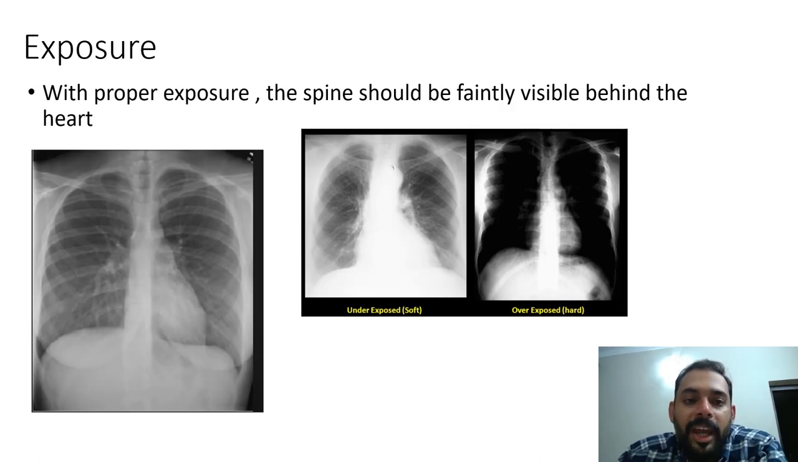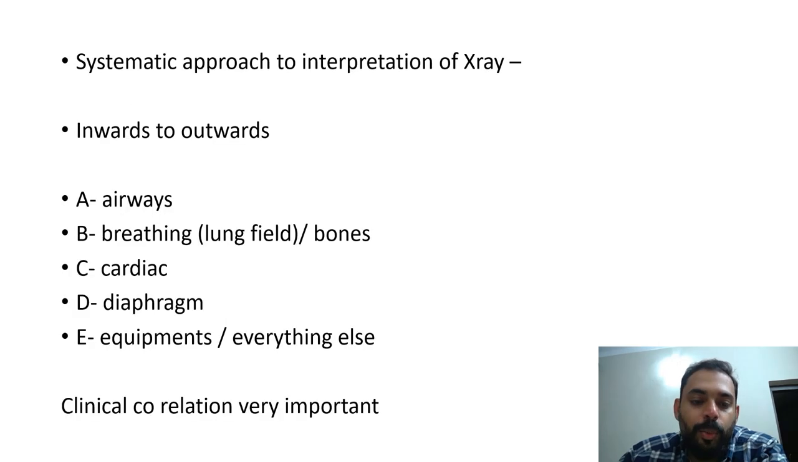And next comes exposure. With proper exposure, how do you know whether it is properly exposed? You should be able to see the spine faintly visible behind the heart shadow. Here you can see an underexposed X-ray, and here you can see an overexposed X-ray. So for ideal interpretation, it has to be adequately exposed.